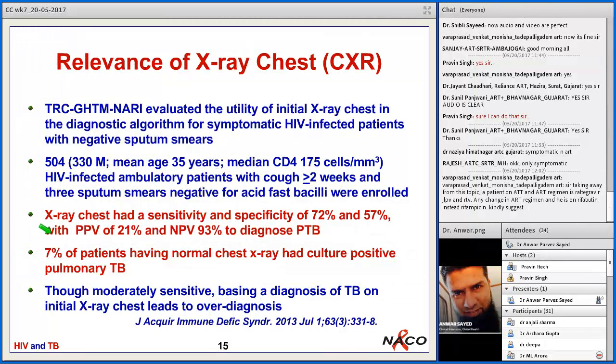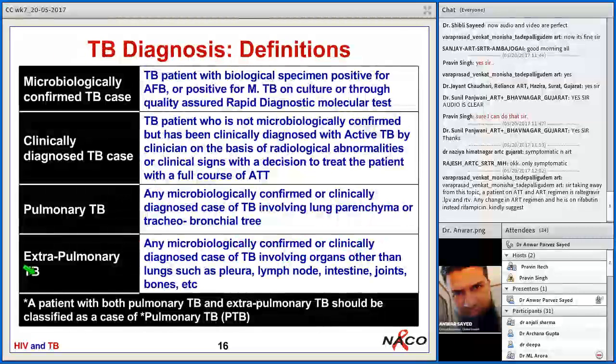And the relevance of X-ray, if you see from this study: 7% of the patients had a normal chest X-ray but culture-positive tuberculosis. This means that you cannot just rely upon X-ray, because there are subjective differences in X-ray reporting. So even if the X-ray is normal, if you suspect tuberculosis, you should send a sample for CBNAAT these days, if not for sputum smear microscopy, because a normal X-ray does not rule out tuberculosis. That is what this slide says.